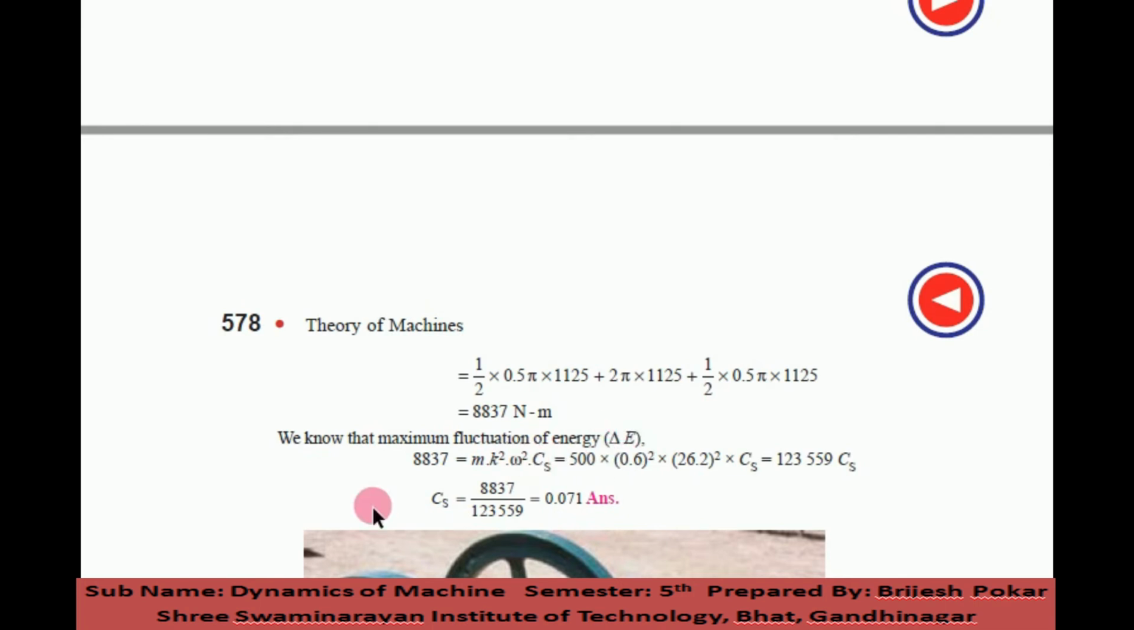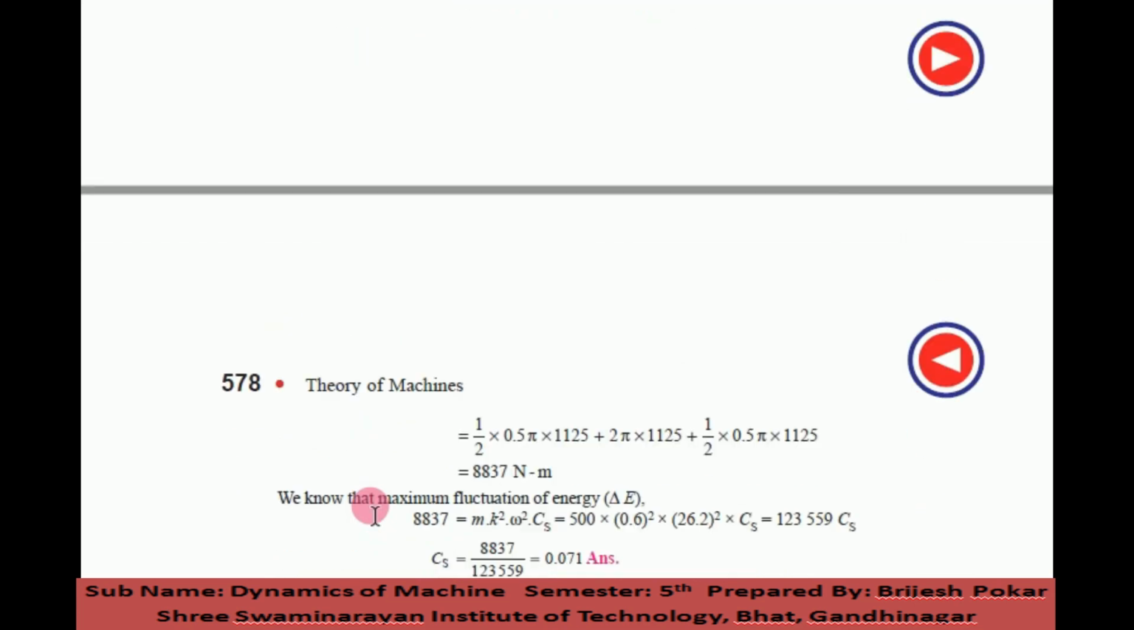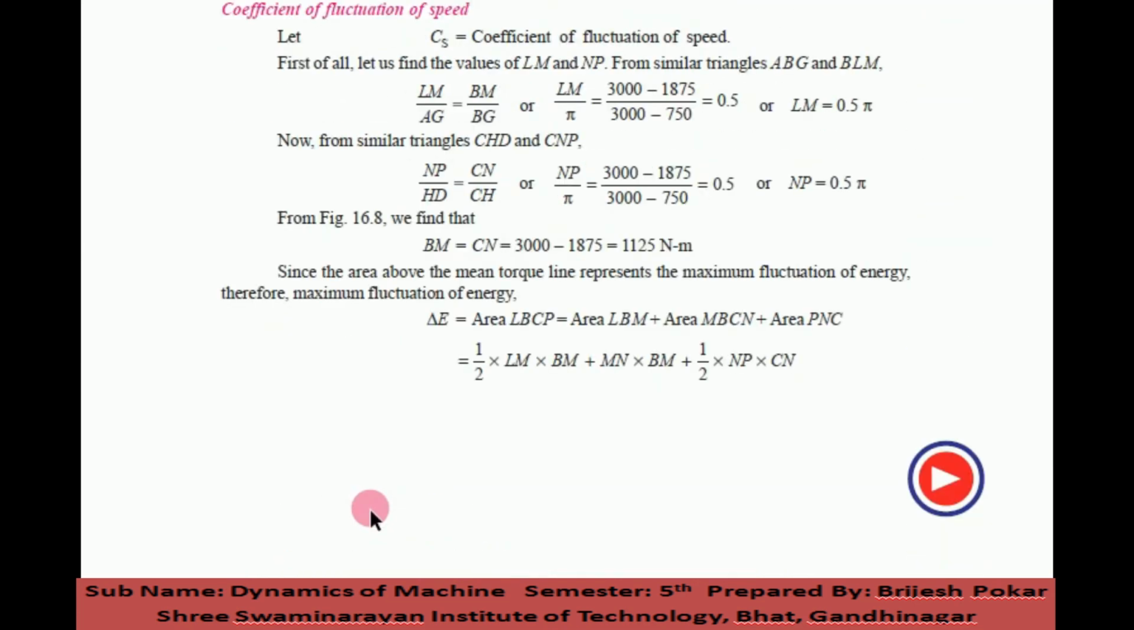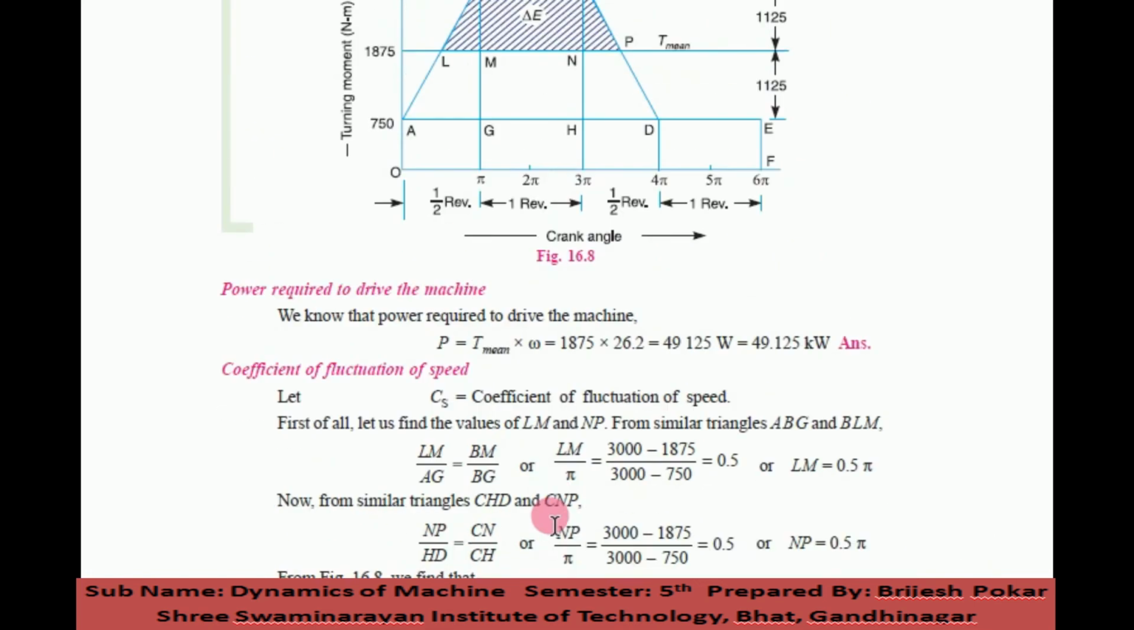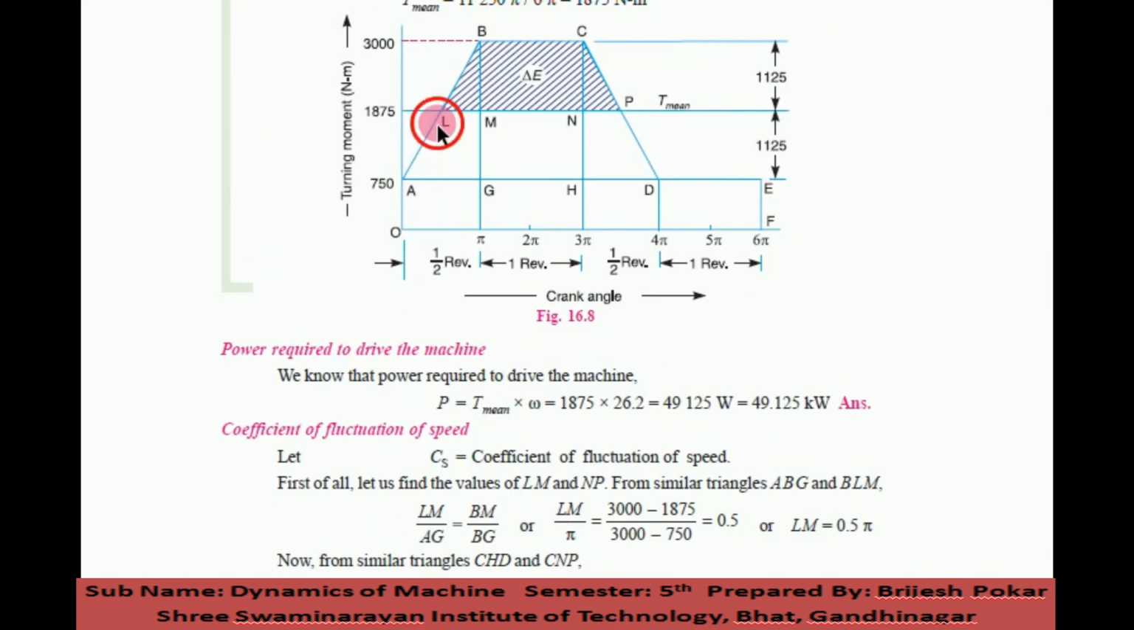Now how can we find the delta E? First of all, what is delta E? It is the maximum fluctuation of energy. Okay, so first of all we have to take the area LBCP. Here the area is L, B, C and P. This is the area above the mean line. Okay, so we have to find this area.